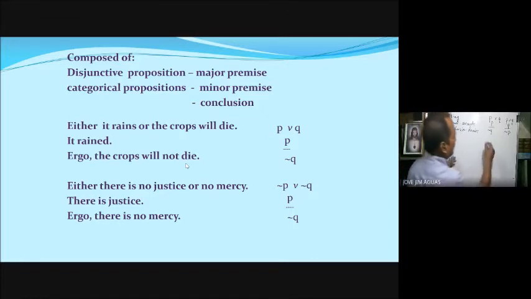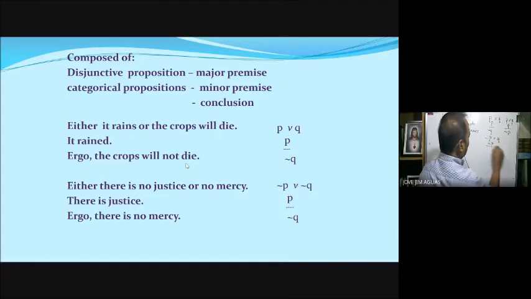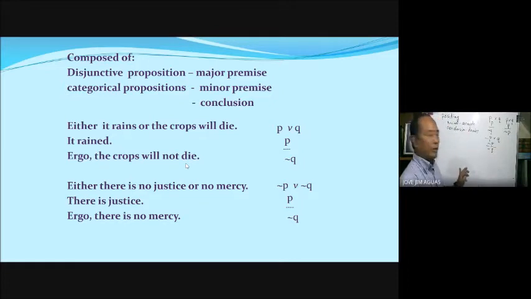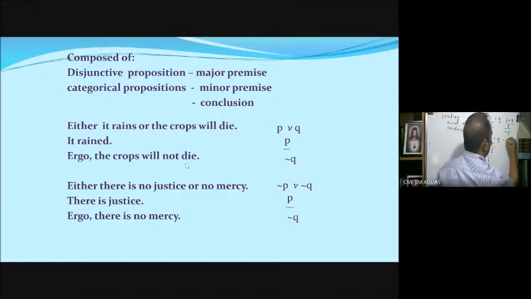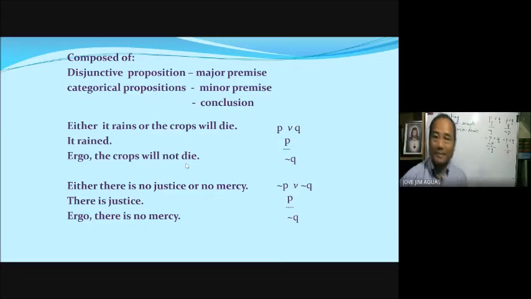Or it could be like this, not P or Q. Minor accepts not P, inaccept niya, hindi binago. Therefore, you deny this, not Q. Or it could be like this, not P or Q, accept Q, deny P. That's the positing process.